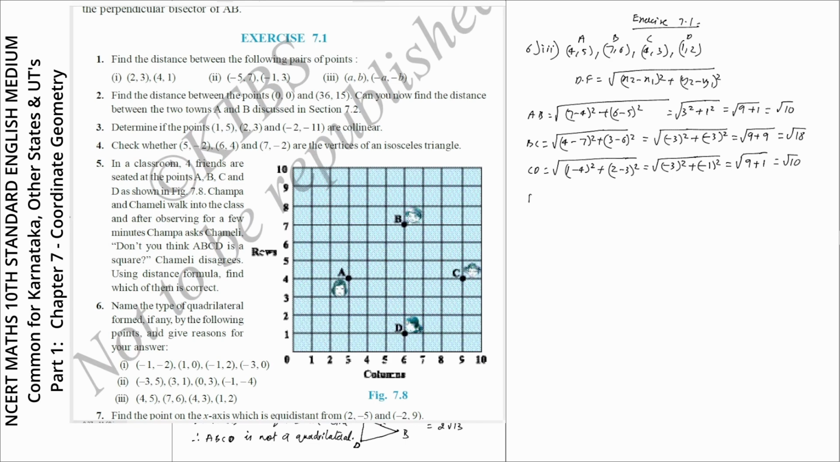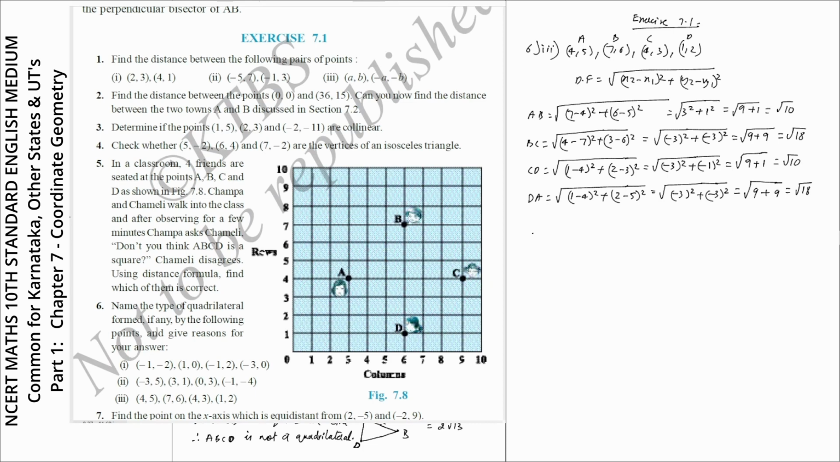Now what is DA? DA is equal to square root of (x2 minus x1) the whole square, that is (1 minus 4) the whole square, plus (y2 minus y1) the whole square, that is (2 minus 5) the whole square. So I'll get square root of (1 minus 4 is minus 3) the whole square, plus (2 minus 5 is minus 3) the whole square. So minus 3 the whole square is plus 9, and again minus 3 the whole square is plus 9. So 9 plus 9 is 18. So square root of 18 I'll get.